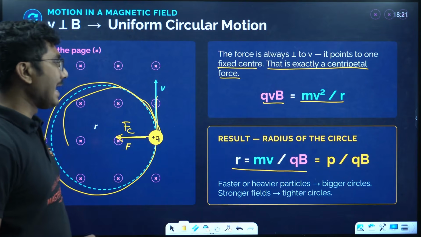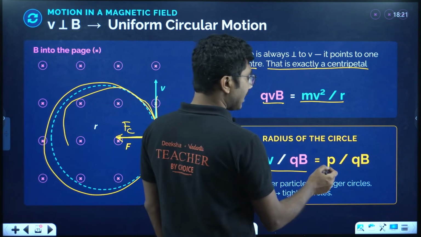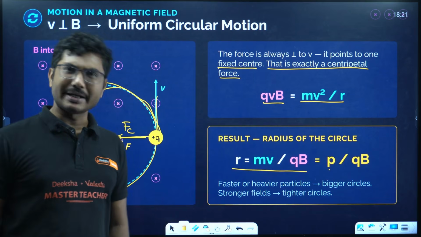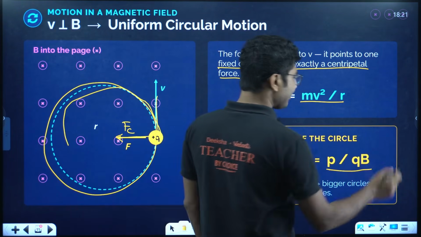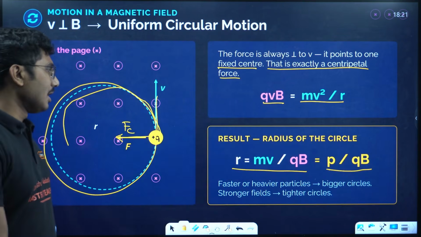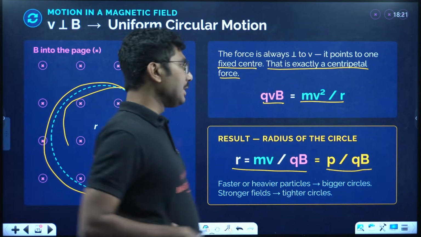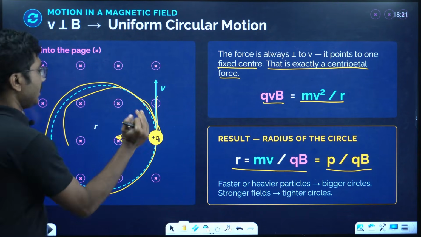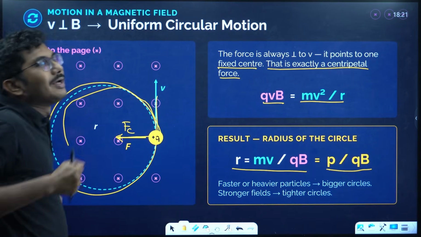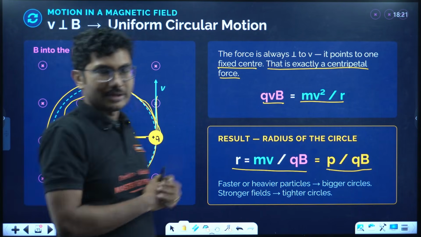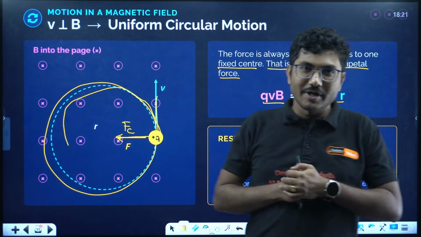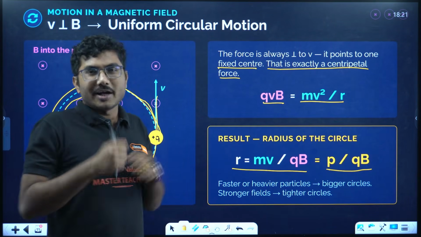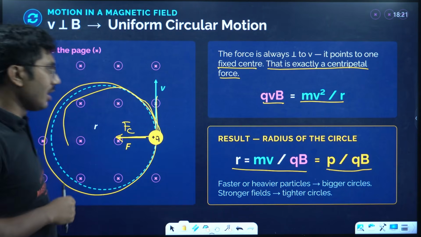Now mv can be replaced by momentum p. Sometimes it might be asked that two particles are entering a magnetic field with the same momentum, or same kinetic energy, like that. In that case, this formula comes handy. Faster or heavier particles make bigger circles, stronger fields make tighter circles. So if the field is stronger, the circle is smaller. If the particle is heavier, it will rotate in a bigger circle. If the particle is fast also, it can cover a very long distance, so it will also rotate in a larger circle.